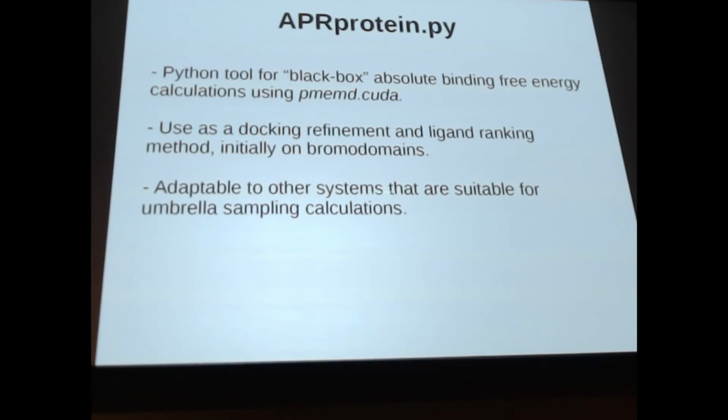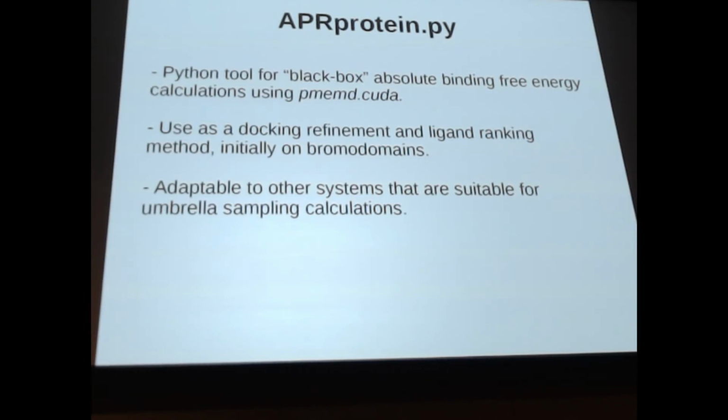And also, you probably can adapt that to other systems that are suitable to these umbrella sampling calculations. Mostly you can use the dummy atoms, the protein is not too large and it's not going to move around too much. And also the ligand is exposed to the solvent, so you can just pull it out.